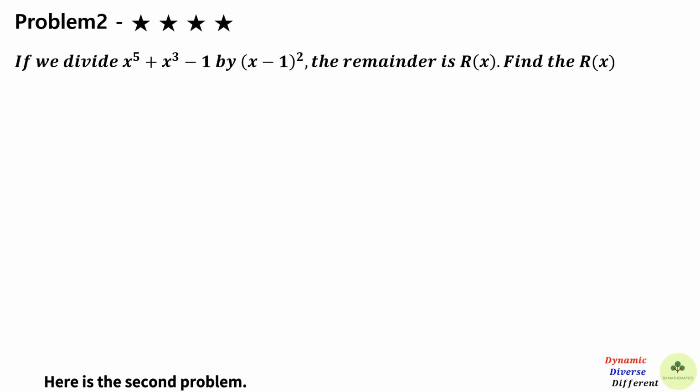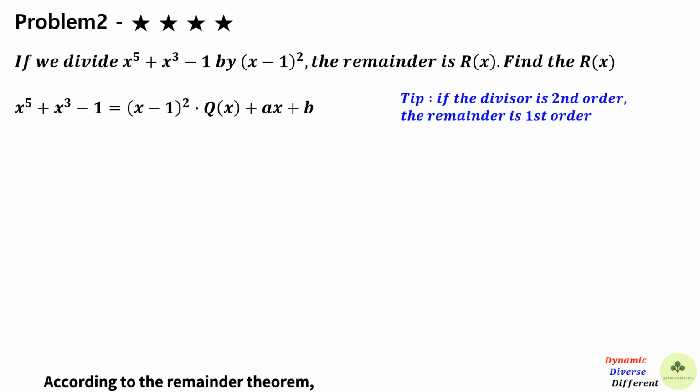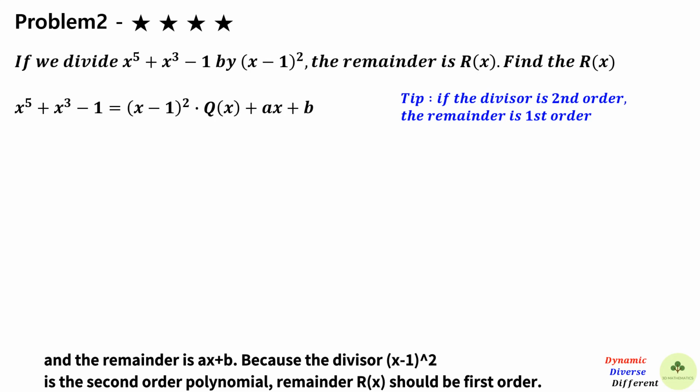Here is the second problem. It's about the remainder theorem. Of course, you can figure out the remainder by dividing directly, but I would like to show you the different way of solving this. According to the remainder theorem, we can express the given condition as an equation like this. Here, Q of x is the quotient and the remainder is ax plus b.